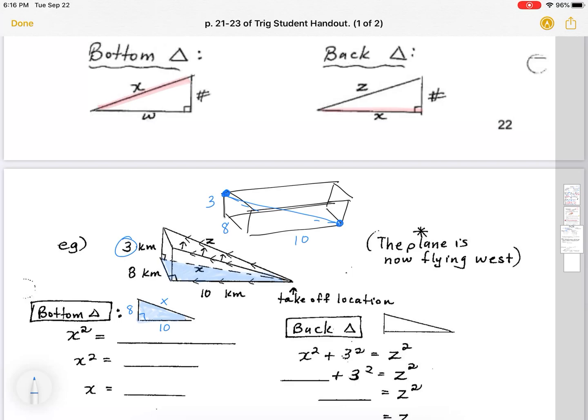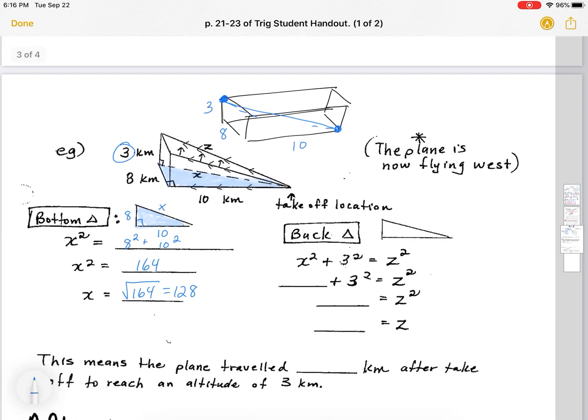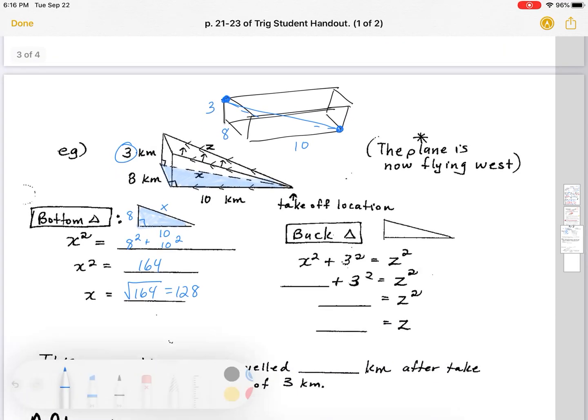Okay, and you'll notice that it has an X there. We want to know what X is. So looking at that, we can use our Pythagorean theorem, and we get x squared is equal to 8 squared plus 10 squared. So it's equal to 164. And then to find x, we take the square root of 164. We're just using the Pythagorean here, and we get 12.8.